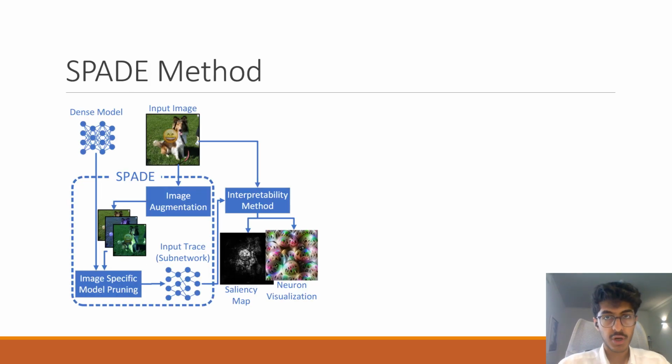So how does SPADE work? It starts with a dense network and an image, and then it prunes this network using this image and removes weights unrelated to this specific image, and then interprets the pruned network on this image. More specifically, SPADE first generates many similar images to this image using image augmentation, and then it prunes the network using these images, and then it applies an interpretability method to the pruned network and this image, and gets the outputs of the interpretability method.